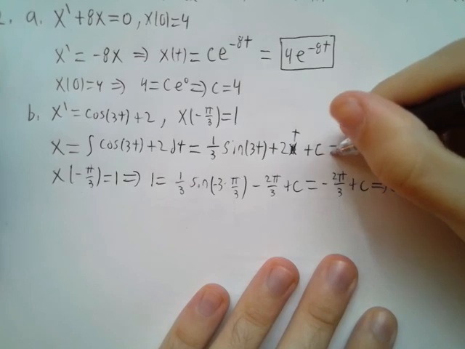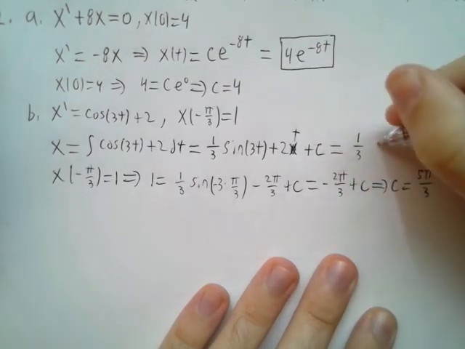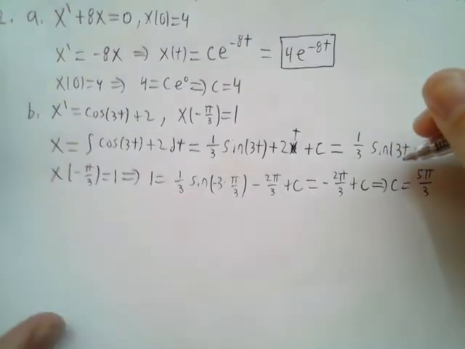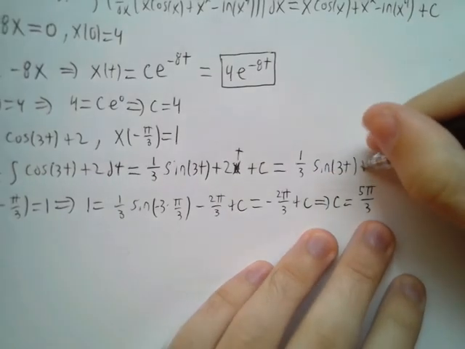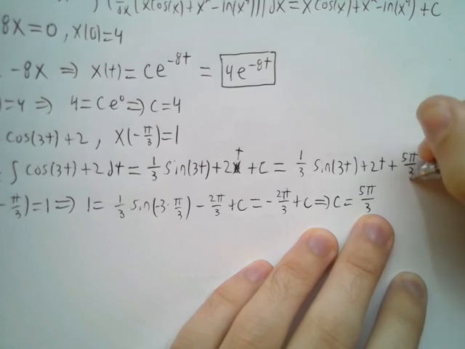So that means that our solution to the initial value problem is 1/3 sine of 3t plus 2t plus 5 pi divided by 3.